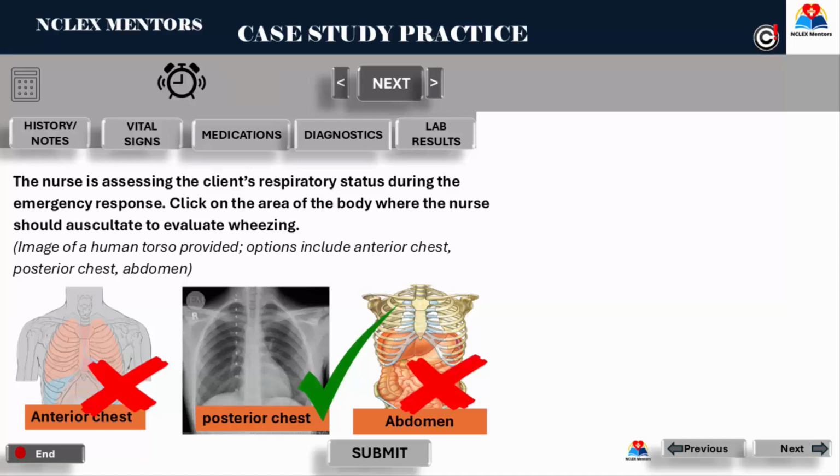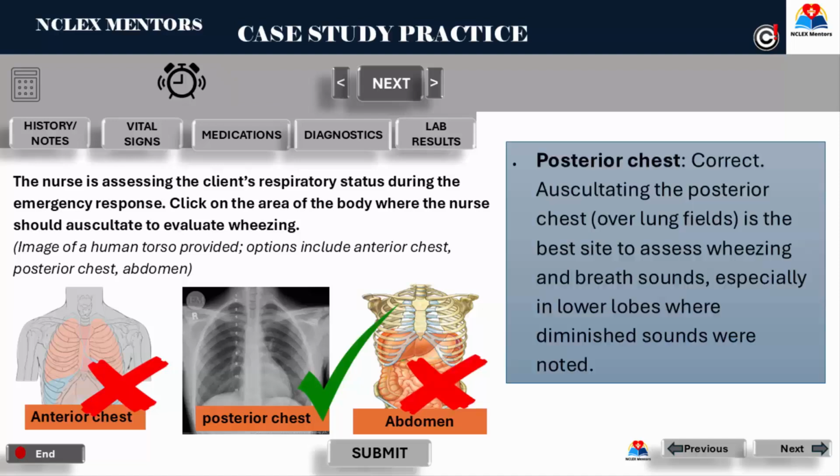Answer. The correct answer is posterior chest. Explanation. Posterior chest, correct. Auscultating the posterior chest allows you to assess the lower lobes, where breath sounds were noted to be diminished. This is crucial for detecting wheezing or other abnormal sounds.